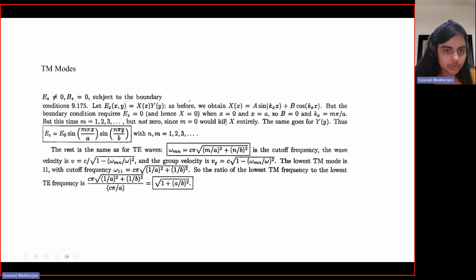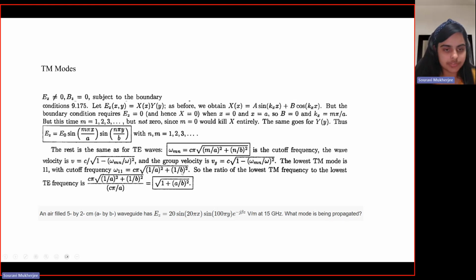So that's how, in a waveguide, based on the properties of the medium and the dimensions, you can have different kinds of modes, and they can have different cutoff frequencies given by this relation. Now there was this kind of question in last year's assignment, which said that an air-filled 5 by 2 centimeter waveguide has Ez given by this relation. What mode is being propagated? So given this condition, can you say what mode would be propagated? How do we answer this question?